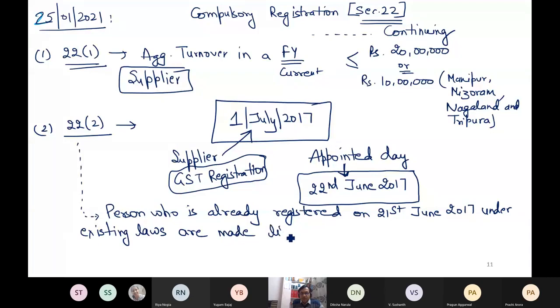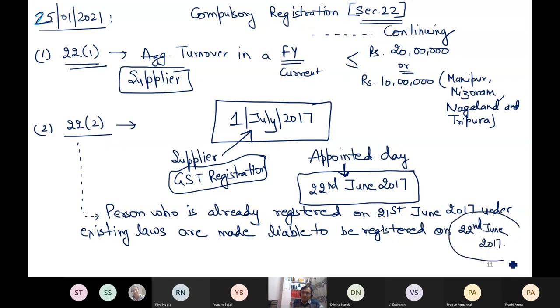made liable to be registered on 22nd June. So till 21st June, they were not compulsorily liable under GST laws. On 22nd June, by default, they become compulsorily liable. This is the point.